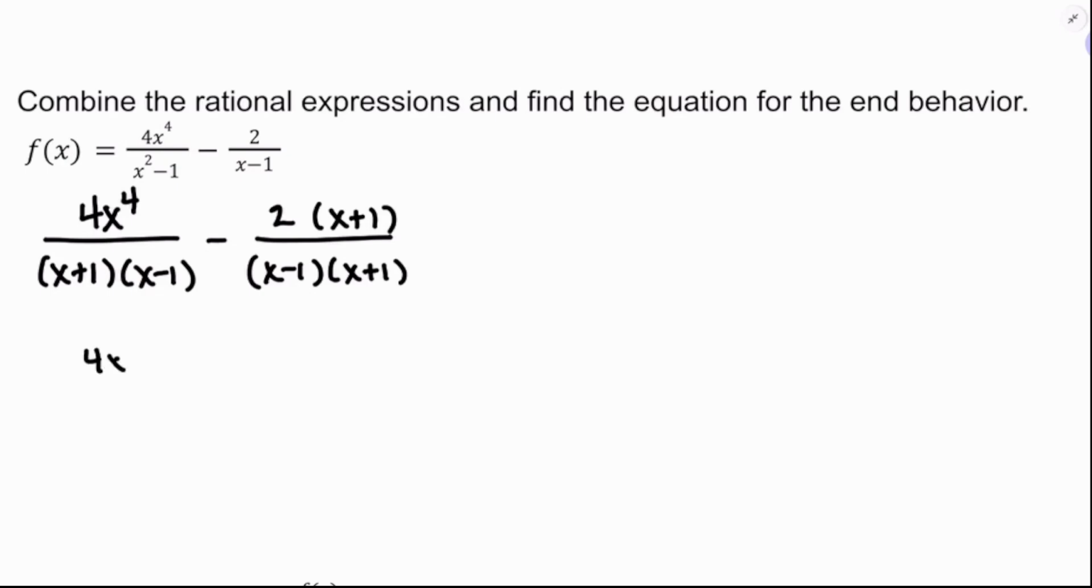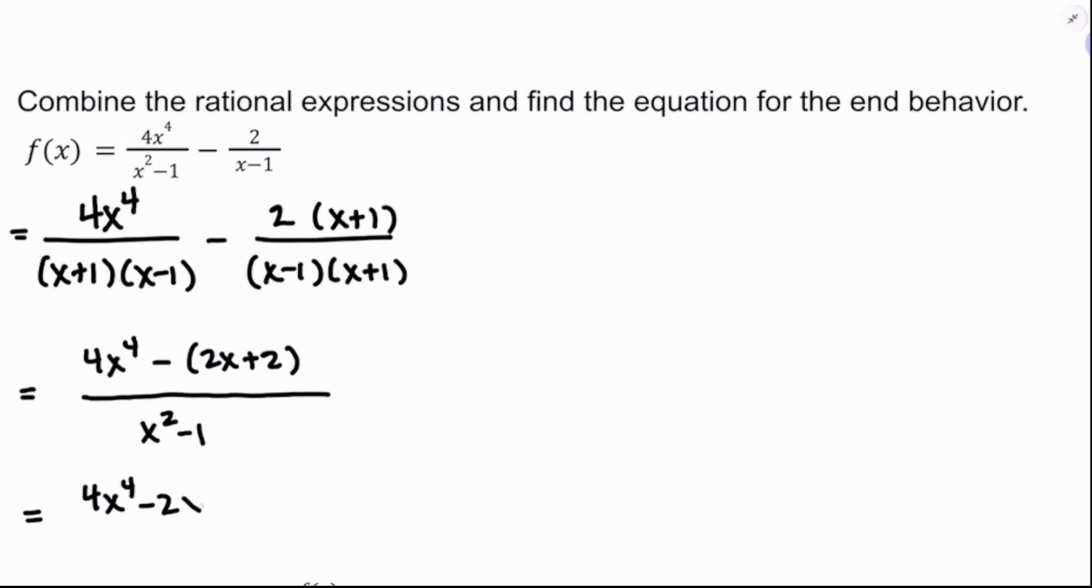So I'll have a 4x to the 4 minus, okay, if I distribute the 2 preemptively, I'd have 2x plus 2, over x plus 1, x minus 1. I think at this point I'm going to put it back because I'm trying to determine the end behavior, right? If I'm trying to find the end behavior of the slanted asymptote, it's going to be useful for me to have it in standard form, not factored form. So, continuing to distribute the negative, I'd have 4x to the 4 minus 2x plus 2 all divided by x squared minus 1.